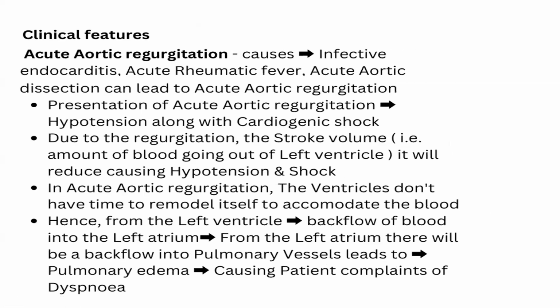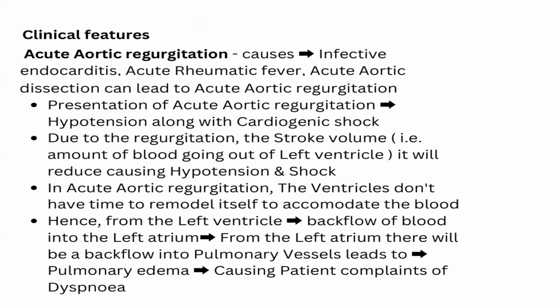Now, clinical features of aortic regurgitation. First we'll talk about acute aortic regurgitation. What are the causes of this? Infective endocarditis, acute rheumatic fever, and acute aortic dissection can lead to acute aortic regurgitation. The presentation of acute aortic regurgitation will be hypotension along with cardiogenic shock.